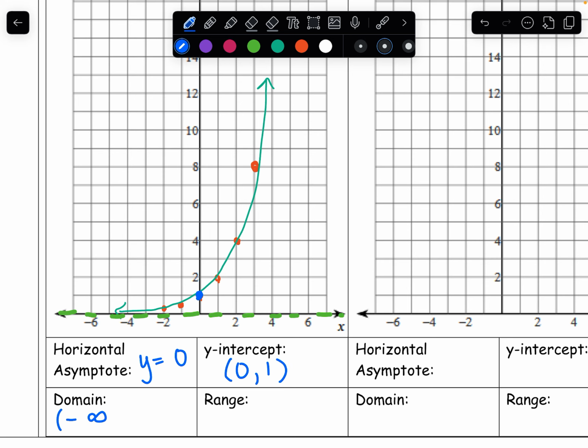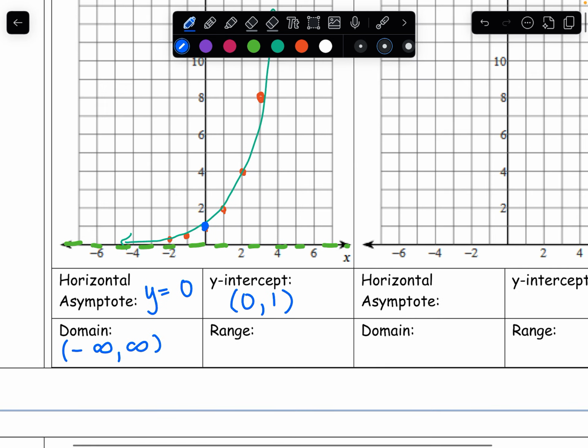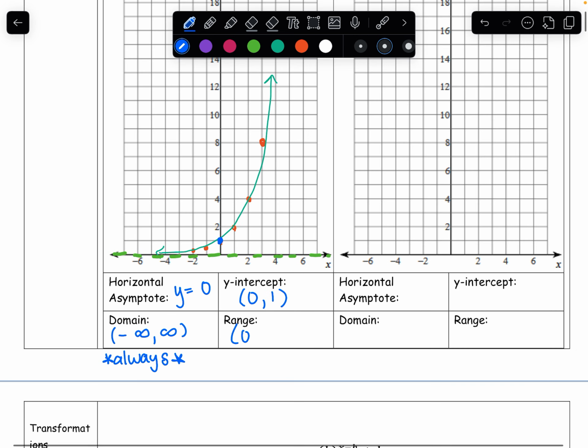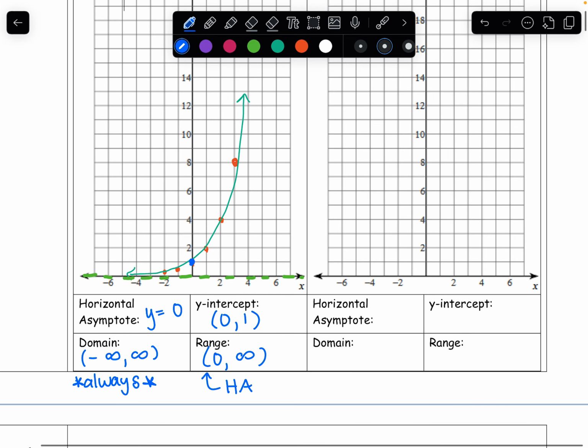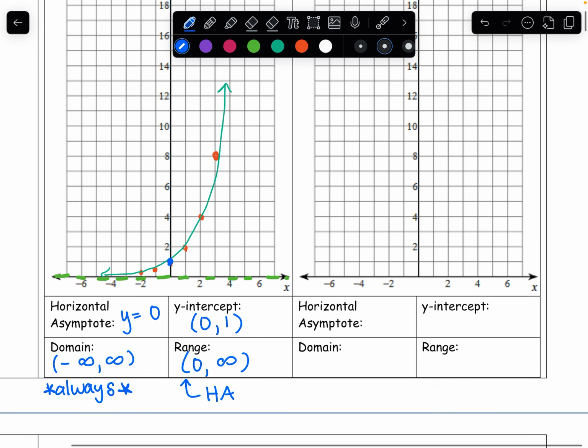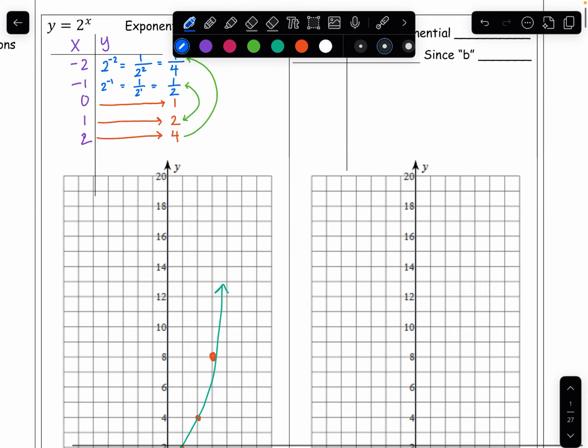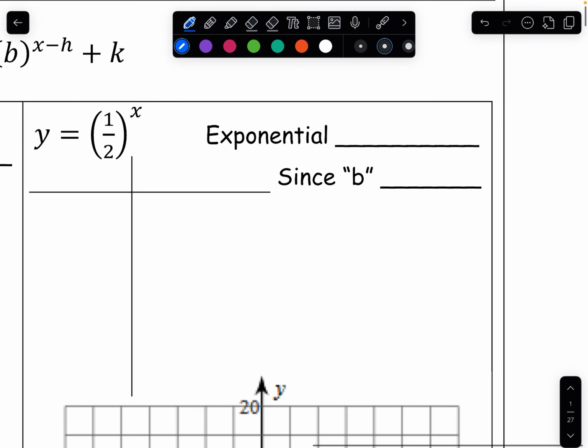Our domain is negative infinity to infinity. It will always be this no matter what. And then our range is going to be parentheses 0 to infinity. The reason we have a parenthesis on it is because of that horizontal asymptote. We'll never hit that asymptote, and so that's why we don't use a bracket. Okay, so that's our first parent function, that's our exponential growth. Now let's look at our next one.